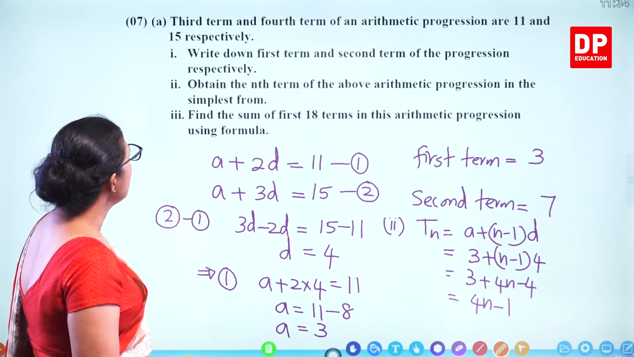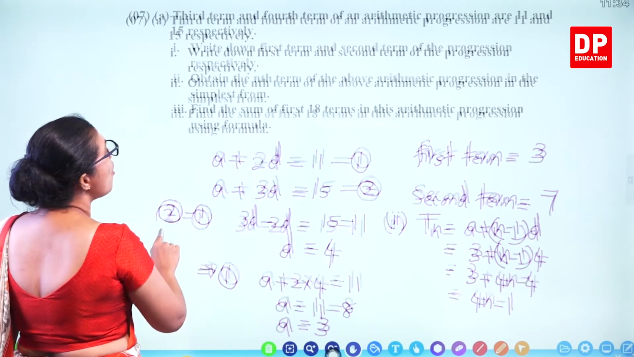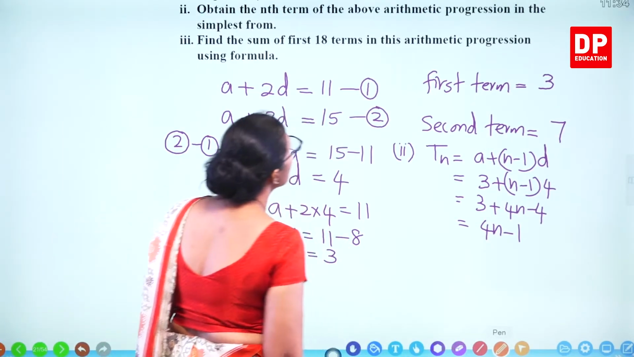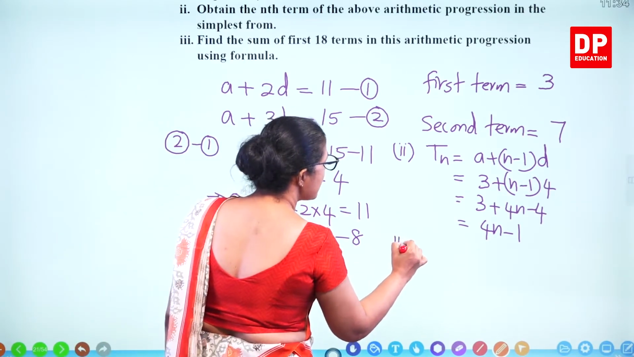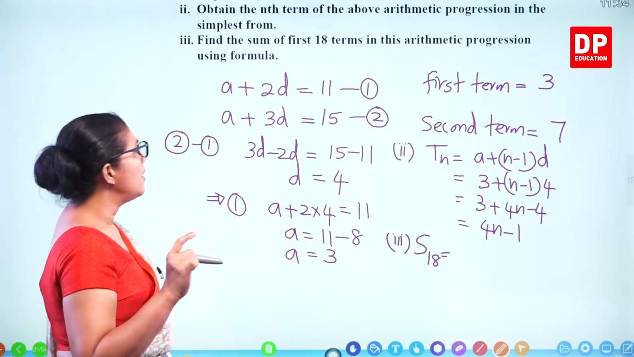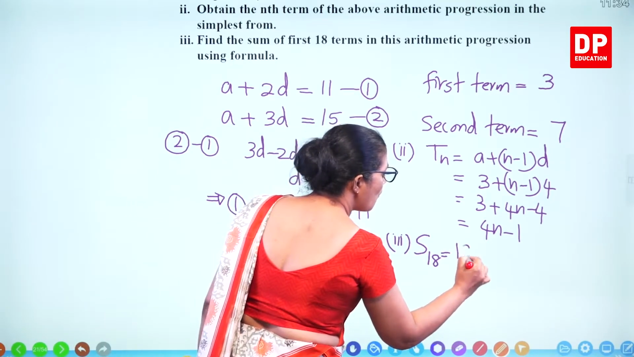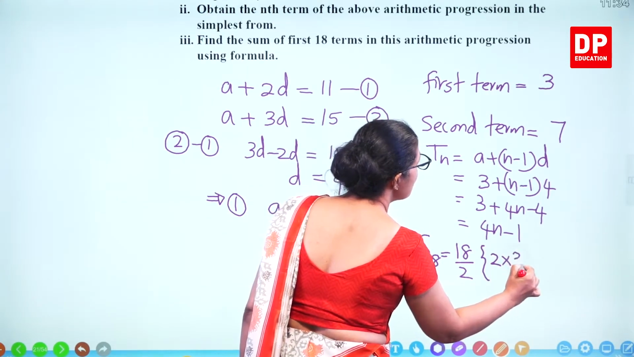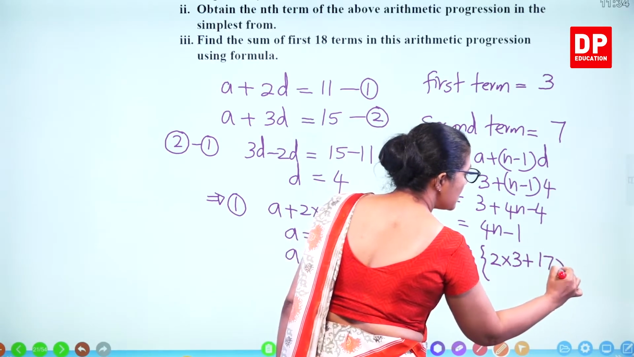That's the second part. And it says find the sum of first 18 terms in the arithmetic progression using the formula. So what is S18? What's the formula? We can use it using A and d. n over 2, that's 18 over 2, times 2A, 2 times 3, plus n minus 1, 17. d is 4.